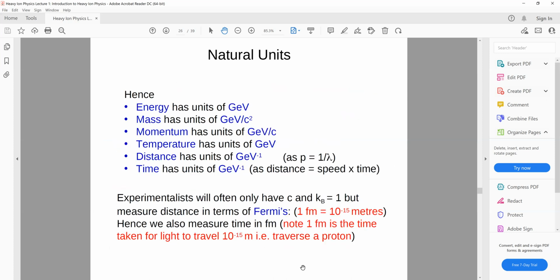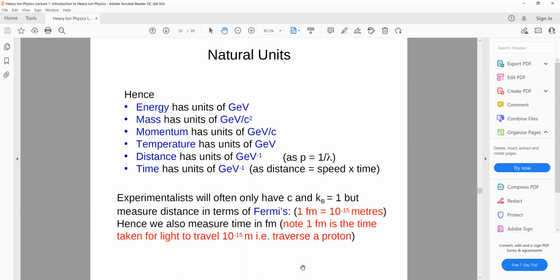So in other words, energy has the units of GeV. Mass has units of GeV by c squared, but you put c equal to 1, so mass also has a unit of GeV. Momentum you can use either in GeV, if you put c equal to 1, so momentum has units GeV. But many a times you will see in the papers that people would like to carry this c, so they write the momentum in terms of GeV by c.